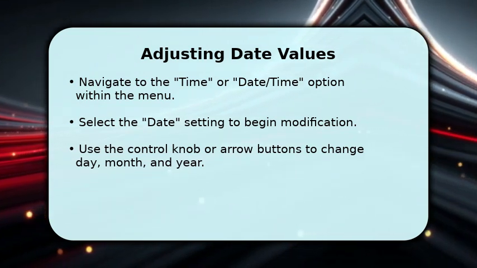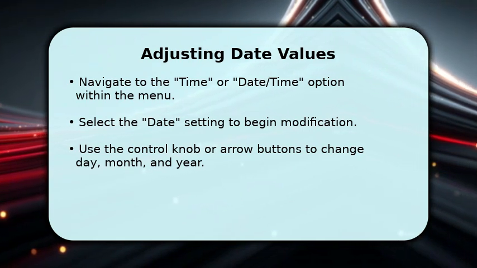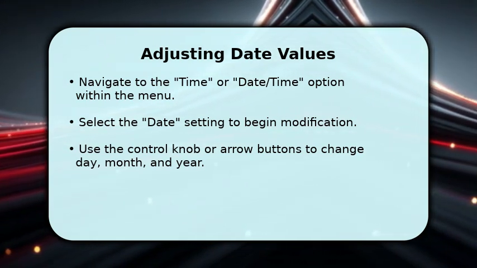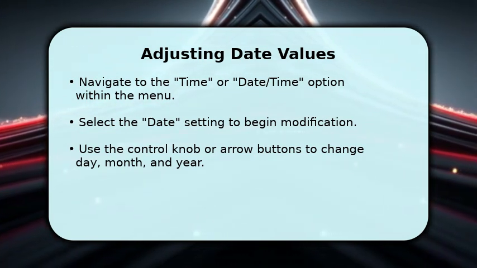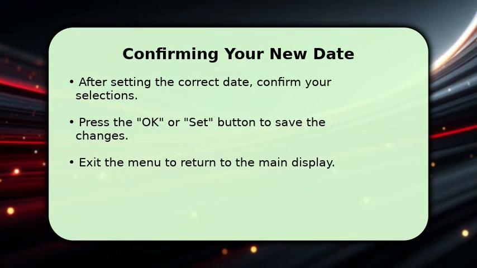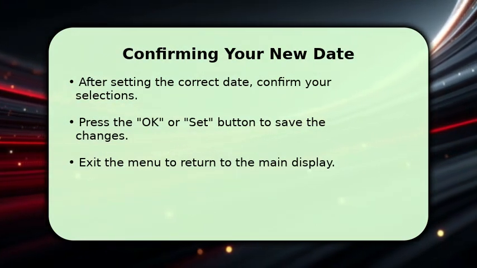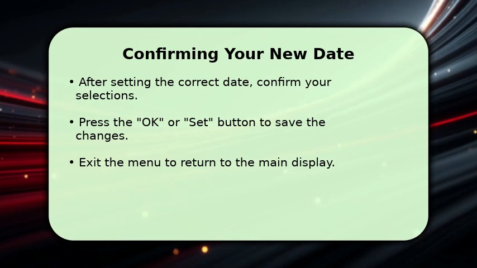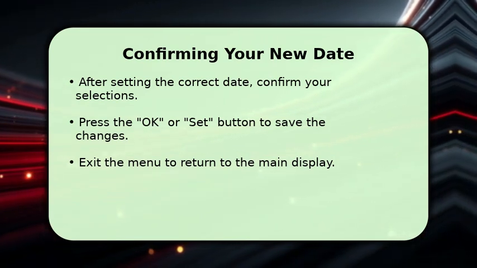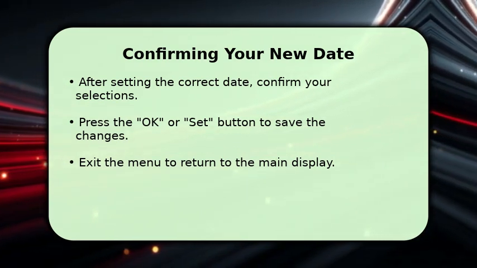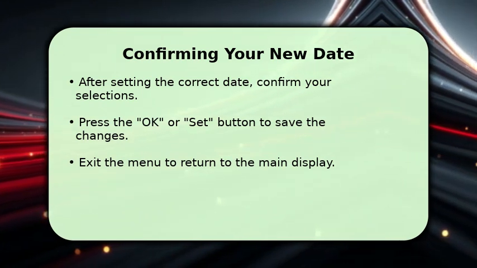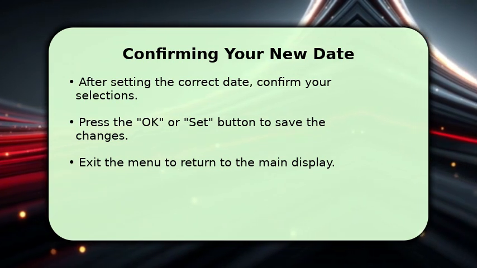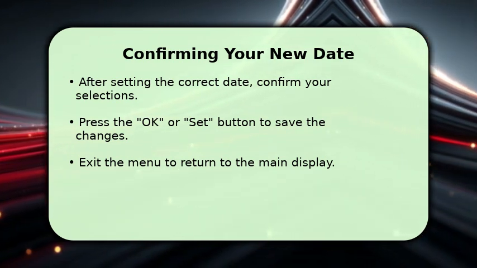Now, you can adjust each component of the date, the day, month, and year, by rotating the knob or pressing the arrow buttons to increase or decrease the values. After you have accurately set the day, month, and year, it's crucial to confirm your selections. Look for an OK or Set button, usually located near the control knob, and press it firmly. This action saves your newly entered date into the system.